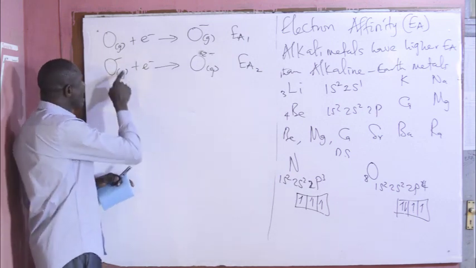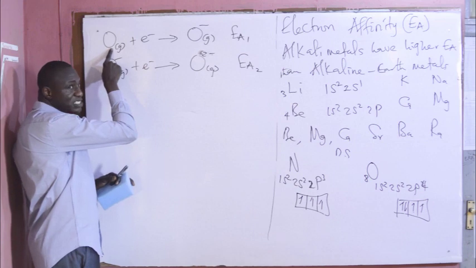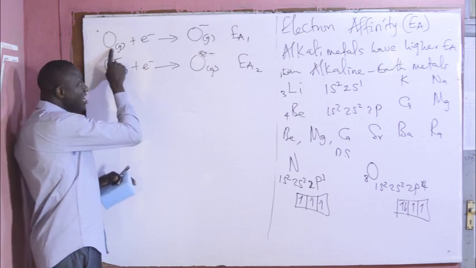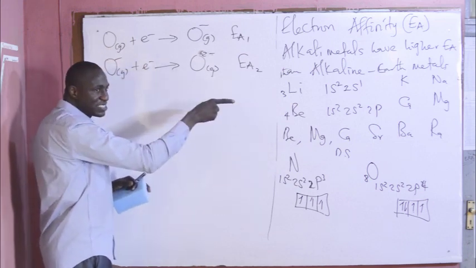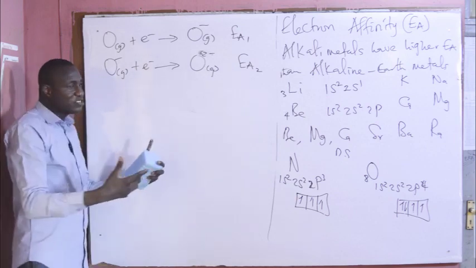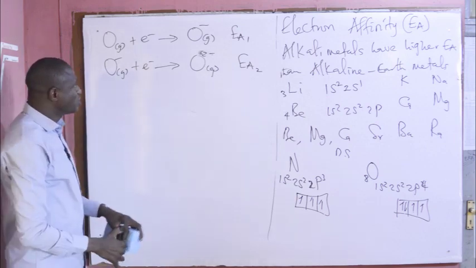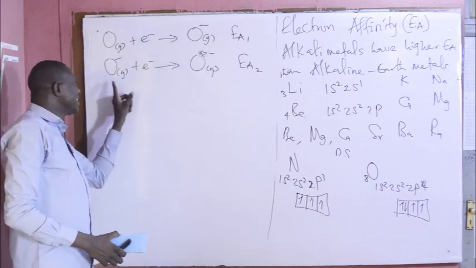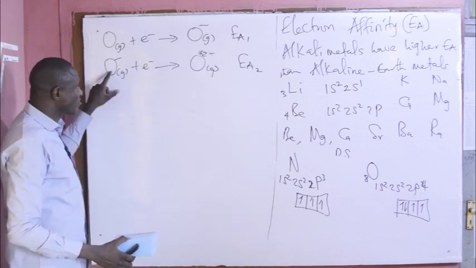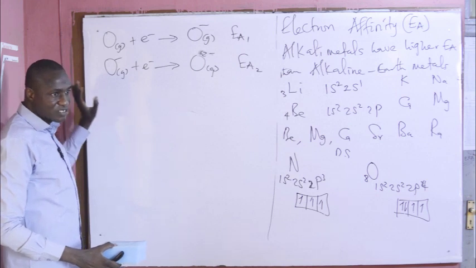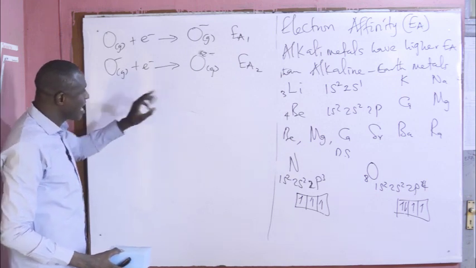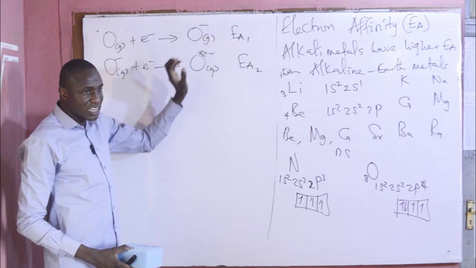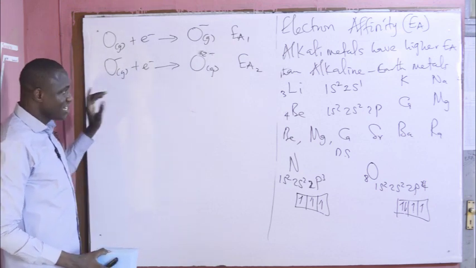Why? Because after adding the first electron to oxygen in its neutral state, the atom has now been ionized. So the extra electron repulsion between the electron that has already been added and the newly added electron causes the atom to have a higher electron affinity. So in general, the second electron affinity of an element is always higher than the first.